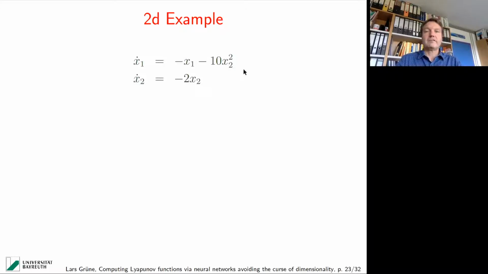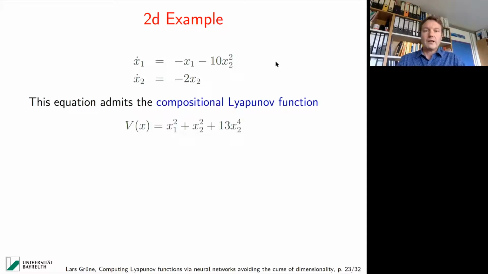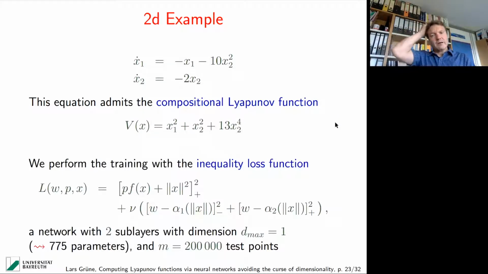Let's start with something simple. Say, as a proof of concept, we want to check whether this works for this simple two-dimensional nonlinear ODE. It is known that this equation admits a compositional Lyapunov function, but it's also easy to see that this term here is important. So it's not an entirely trivial one, not something like x1 squared plus x2 squared, but we need this fourth order term here to make it really a Lyapunov function. And we perform the training with this inequality loss function, which implements the partial differential inequality. We use two sublayers with the dimension dmax equal to 1, because we know that we can find a decomposition by a function which only depends on x1 and a second function which only depends on x2. And we use 200,000 test points in the training.